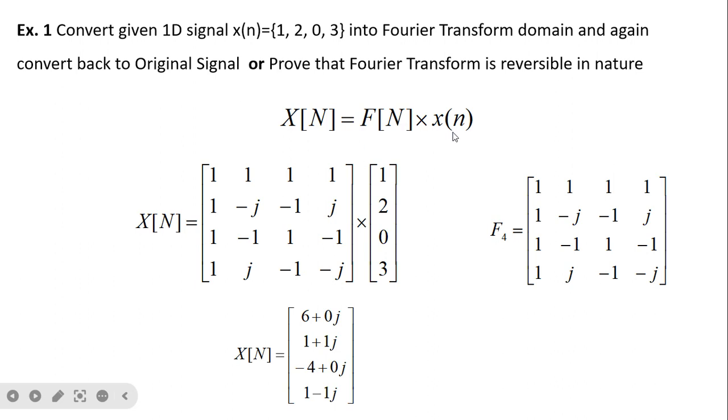X of n is equal to f of n into x of n. So this is nothing but the F4 matrix of 4 by 4. We have to remember this matrix, and as the size of the signal is 4, F4 is sufficient. So we are multiplying this and we are getting this answer. So this is nothing but the transformed signal in the Fourier domain.